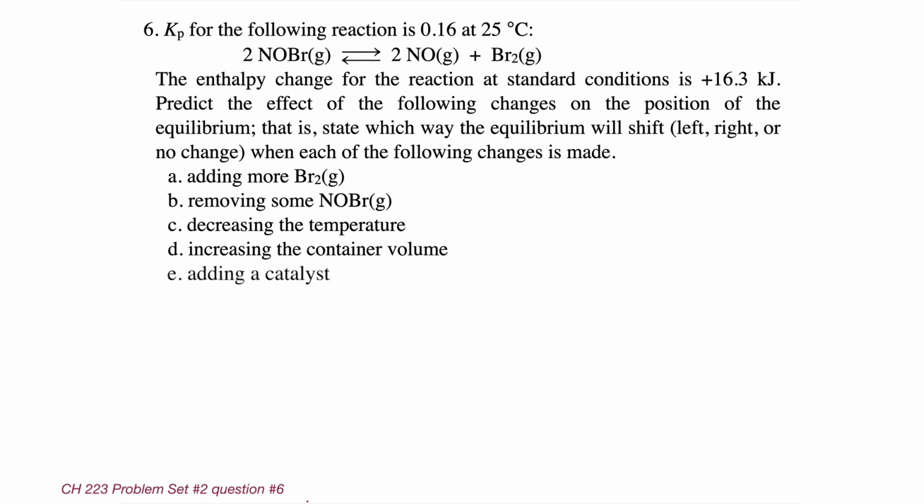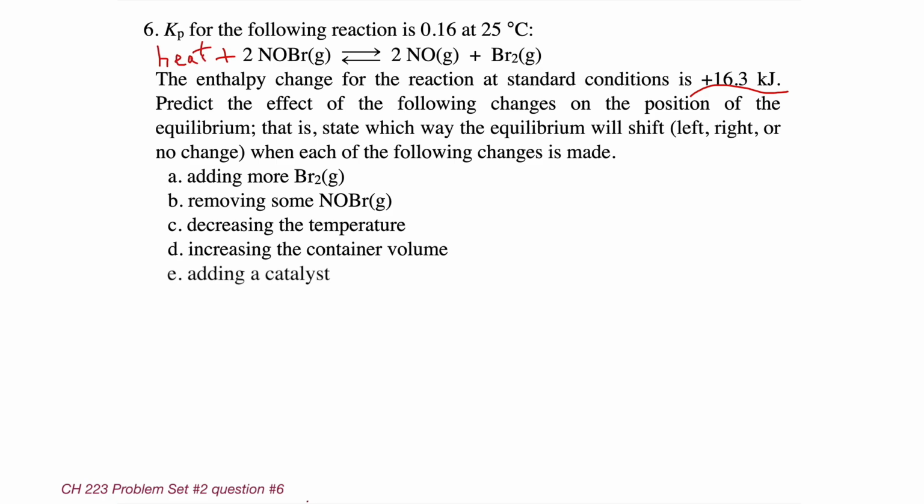In this reaction, we have a K sub P value, an equilibrium constant based on pressure. Notice that all the reactants and products are gases. That's good. K sub P is 0.16 at 25 Celsius. Now, in this reaction, the enthalpy change is positive 16.3 kilojoules. If you remember back from earlier chemistry classes, enthalpy change means endo- or exothermic, and a positive number like that means that this is an endothermic reaction.